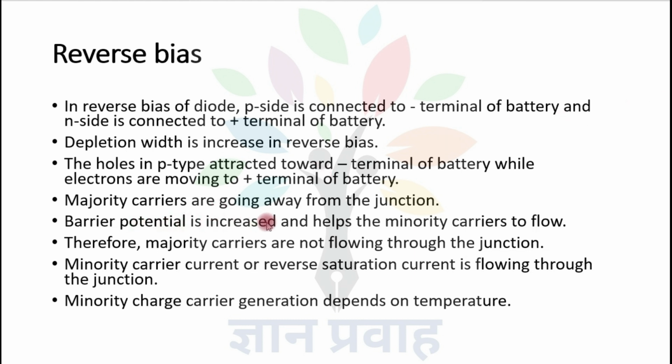So the barrier potential is increased, which helps the minority carriers to flow. It means ideally there is no movement of the majority charge carriers, so there is no current conduction in this case. That's why PN junction diodes are called unidirectional devices. Minority charge carriers will be there in reverse bias, and the minority charge carriers' current is the reverse saturation current, flowing through the junction. The minority charge carriers generated depend on the temperature.